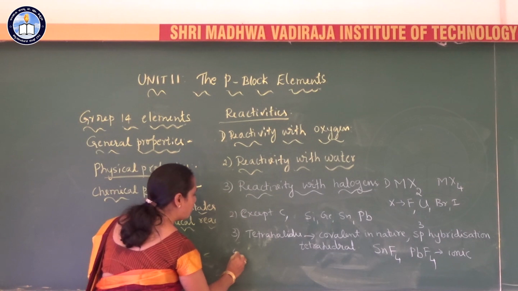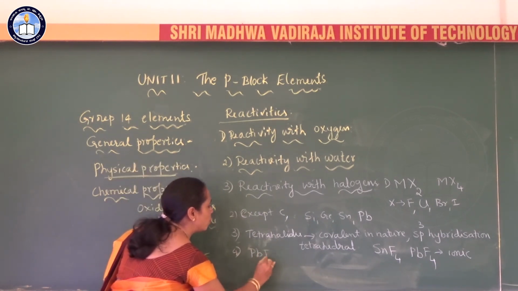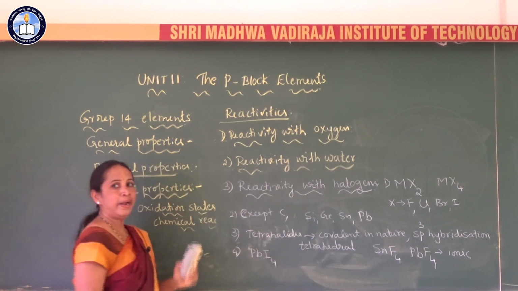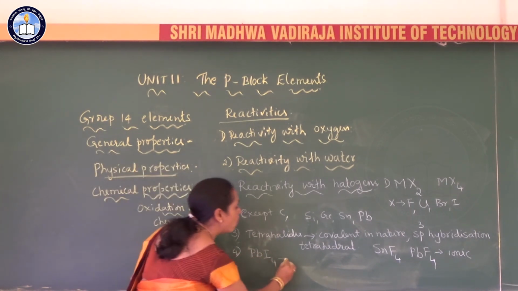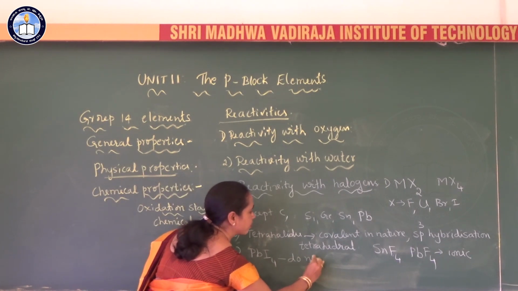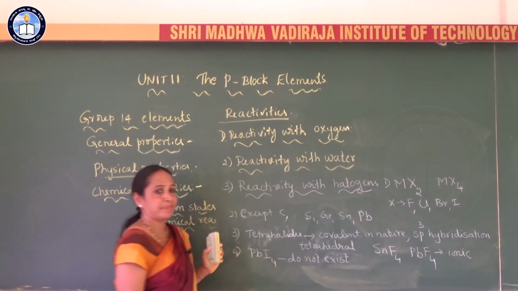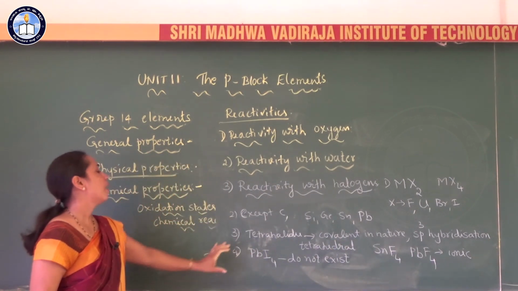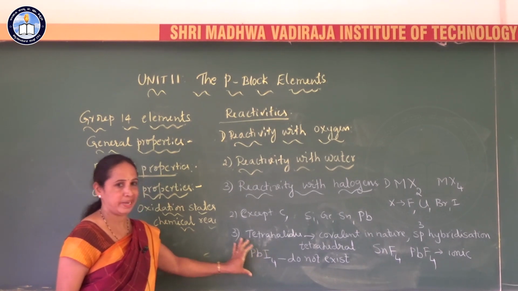Next point, if you consider PbI4, lead tetraiodide, it does not exist. Lead can't form 4 covalent bonds with iodine.